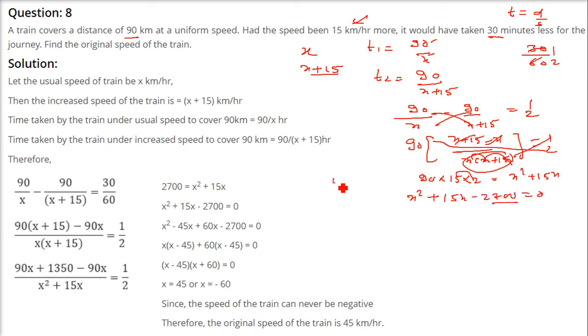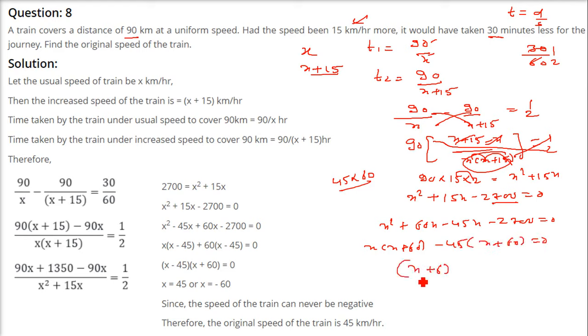2700 can be written as 45 into 60. This is 2700 only. So what do we get from here? X square plus 60x minus 45x minus 2700 equal to 0. So x you take common, x plus 60, take minus 45 common, x plus 60 equal to 0. The two factors are x plus 60 and x minus 45. From here you get x equal to minus 60, and from here you get x equal to 45. This we can discard because the speed cannot be negative. X equal to 45. This is the original speed of the train.